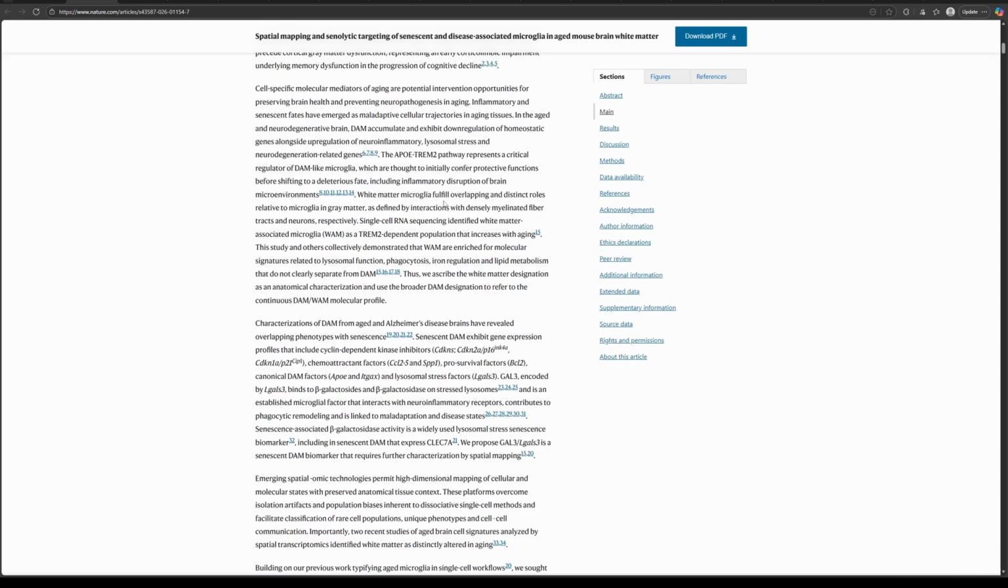White matter microglia fulfill overlapping and distinct roles relative to microglia in gray matter. Okay, gray matter and white matter microglia do similar things, as defined by interactions with densely myelinated fiber tracts and neurons, respectively. Single-cell RNA sequencing identified white matter-associated microglia as a TREM2 dependent population that increases with aging. Okay. It is dependent on this pathway, and it increases with age, which makes sense.